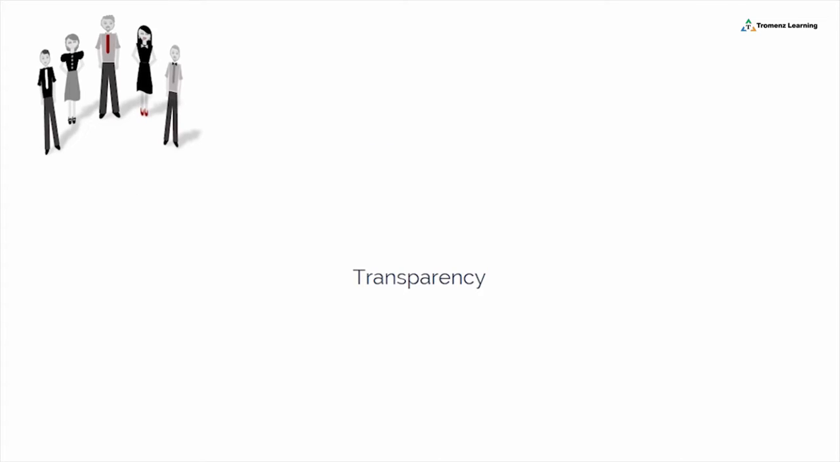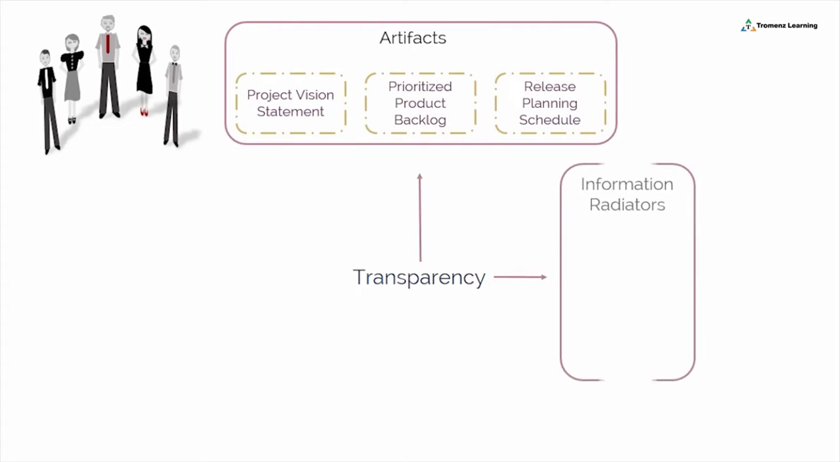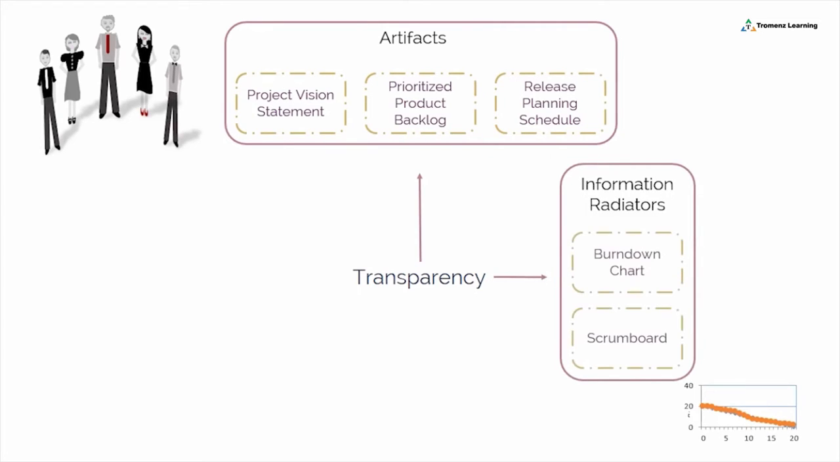In Scrum, transparency is provided by openly sharing the project vision statement, which can be viewed by all stakeholders and the Scrum team. The prioritized product backlog with user stories that can be viewed by everyone, both inside and outside the team. The release planning schedule, which may be coordinated across multiple Scrum teams. Information radiators, such as the Scrum board and burn-down charts, which make a team's progress clearly visible to all.